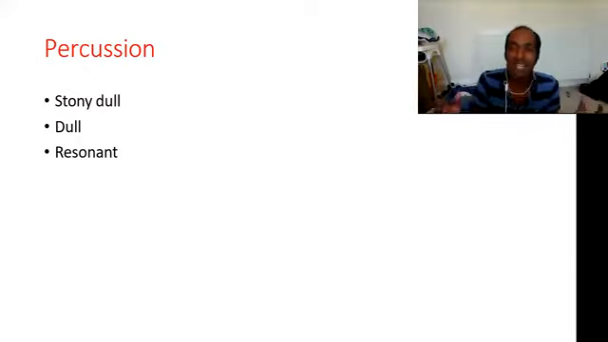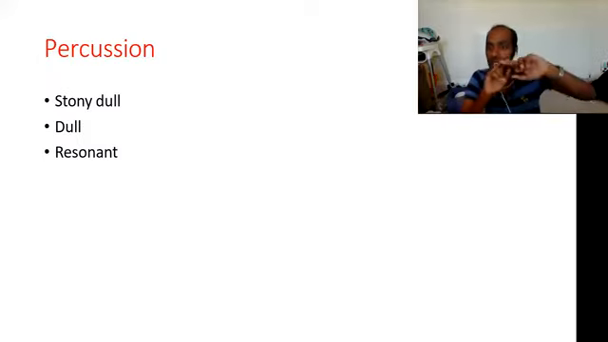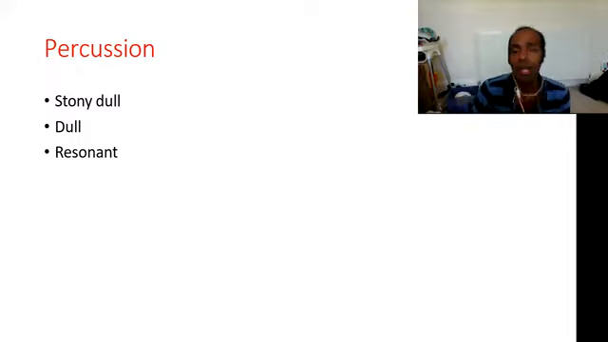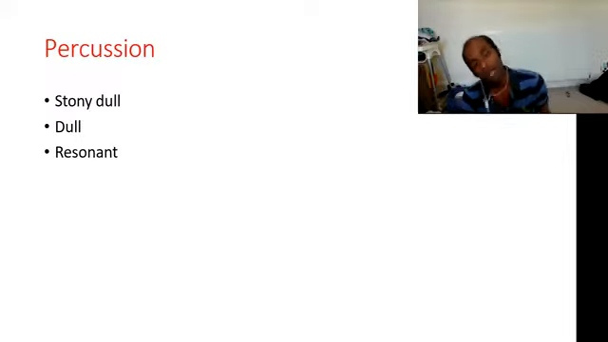Dullness, you don't get that feel. It's still a little bit of a springy sensation, but the sound is dampened. So this is slightly different from one another. So stony dull percussion, resonant percussion.